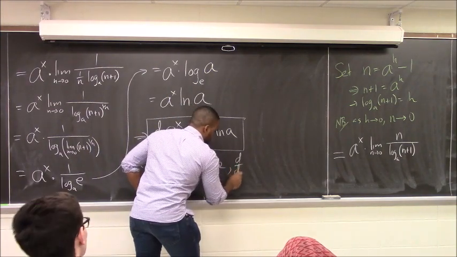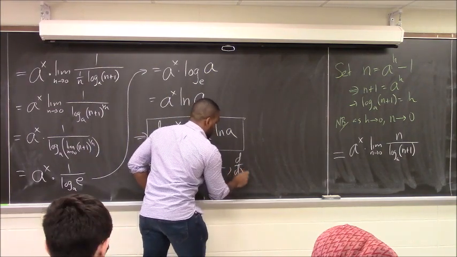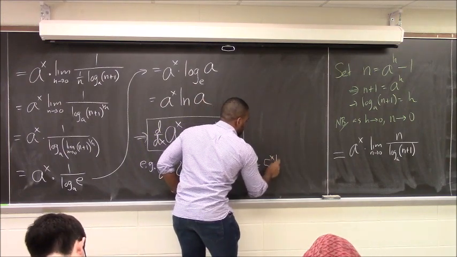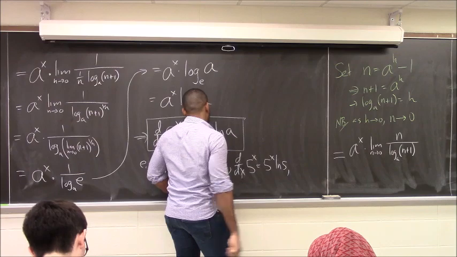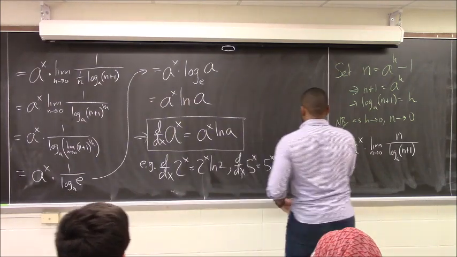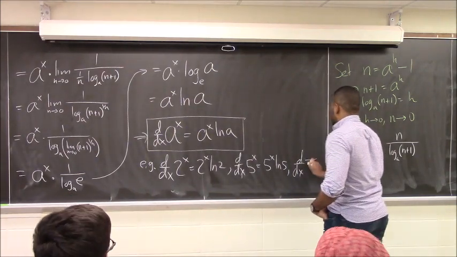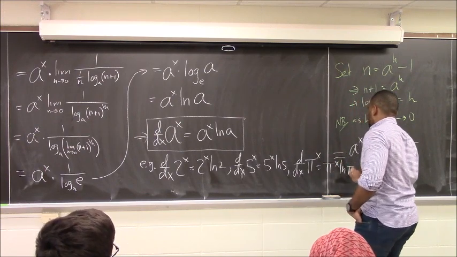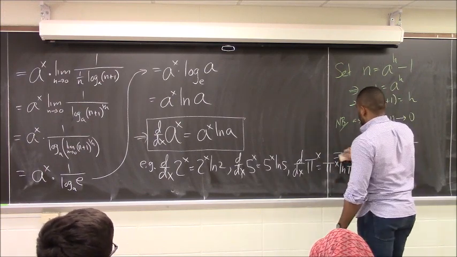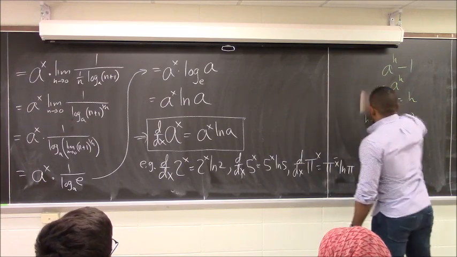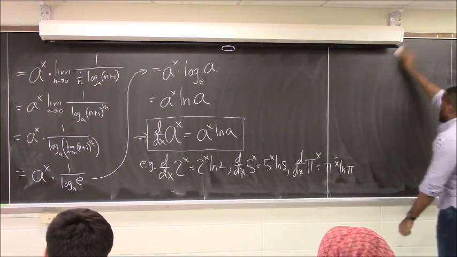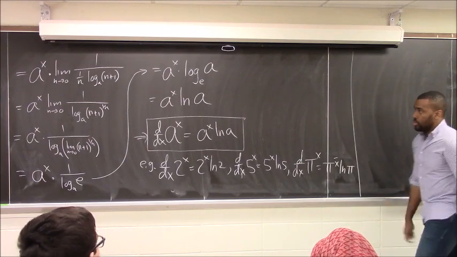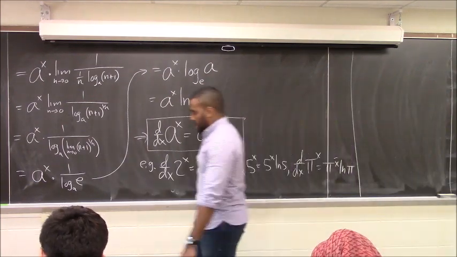Differentiate 5 to the x, that's going to be 5 to the x ln 5. It could ask you to differentiate pi to the x, that's going to be pi to the x ln pi, etc. It doesn't matter what the constant is. That is how you can differentiate. Derivative of a to the x is going to be a to the x ln a.